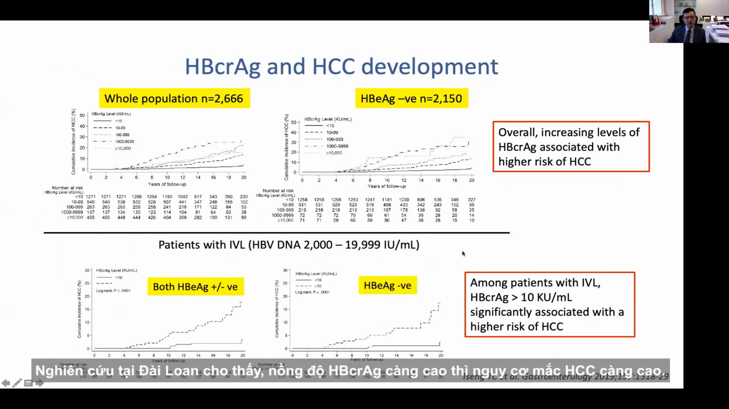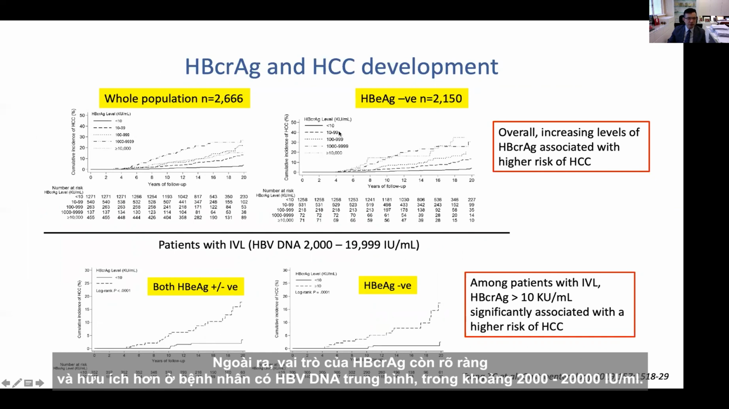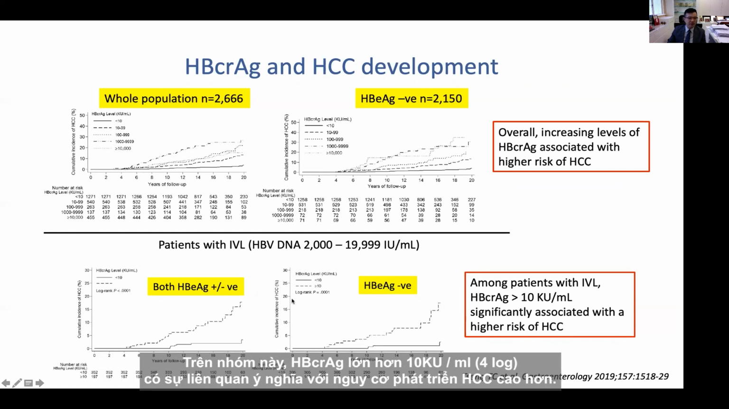So, how about the relationship between core-related antigen and HCC development? This Taiwan study showed that, in general, increasing core-related antigen levels were associated with a higher risk of HCC. In addition, the role of core-related antigen may be even more useful in patients who had intermediate viral load, defined as HBV DNA between 2,000 and 20,000. In this group of patients, core-related antigen greater than 10 kU per ml was significantly associated with a higher risk of HCC development.